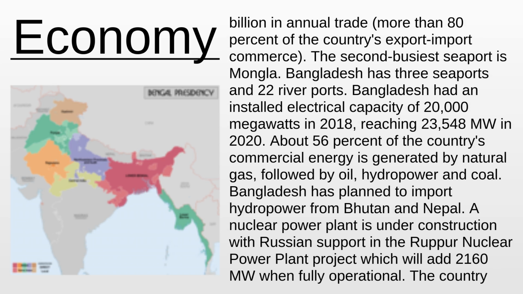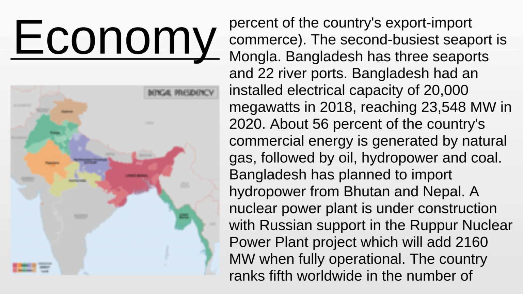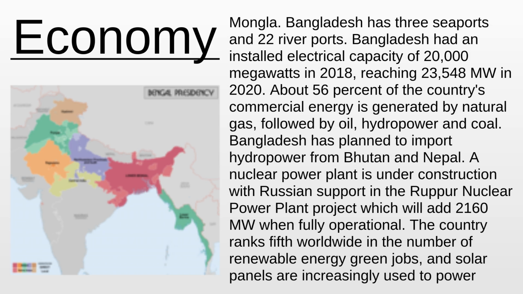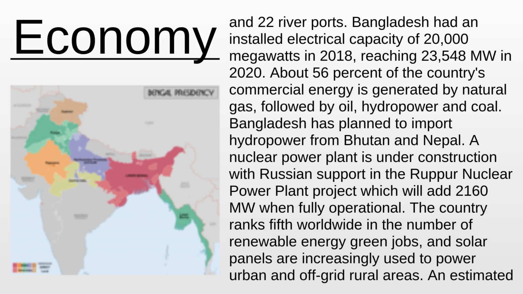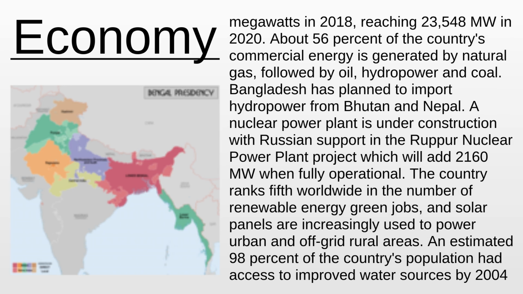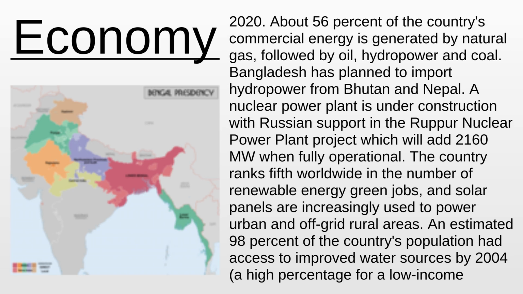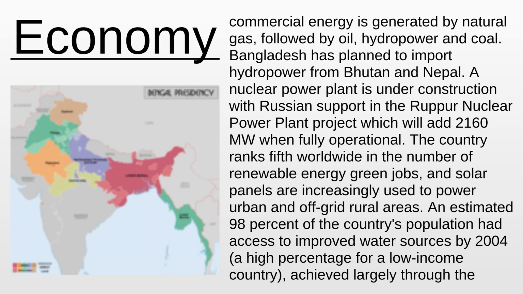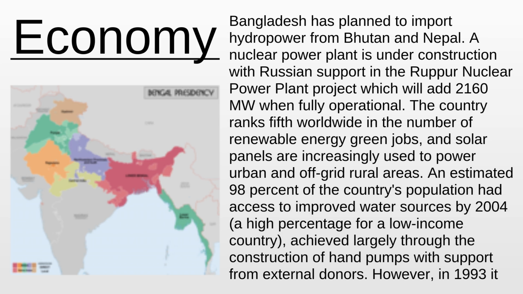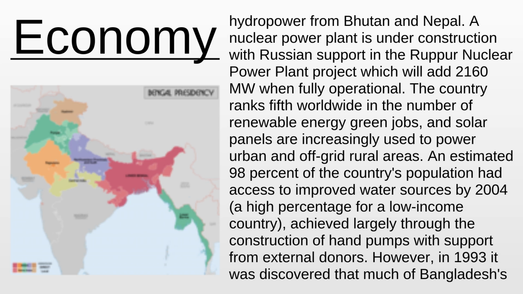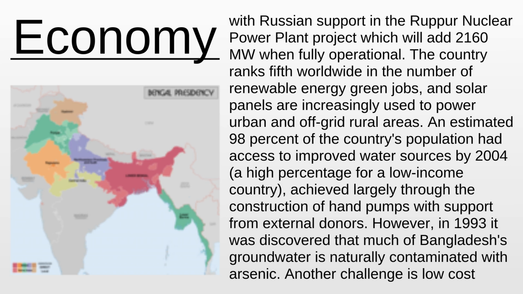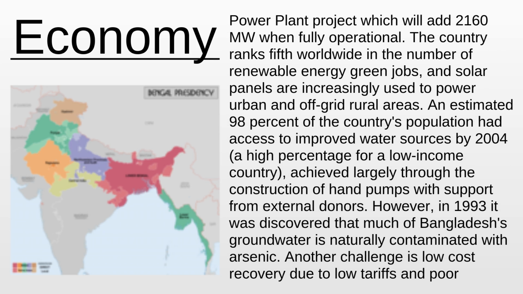Bangladesh had an installed electrical capacity of 20,000 megawatts in 2018, reaching 23,548 megawatts in 2020. About 56% of the country's commercial energy is generated by natural gas, followed by oil, hydropower and coal. Bangladesh has planned to import hydropower from Bhutan and Nepal. A nuclear power plant is under construction with Russian support in the Rupar nuclear power plant project, which will add 2,160 megawatts when fully operational. The country ranks 5th worldwide in the number of renewable energy green jobs, and solar panels are increasingly used to power urban and off-grid rural areas.